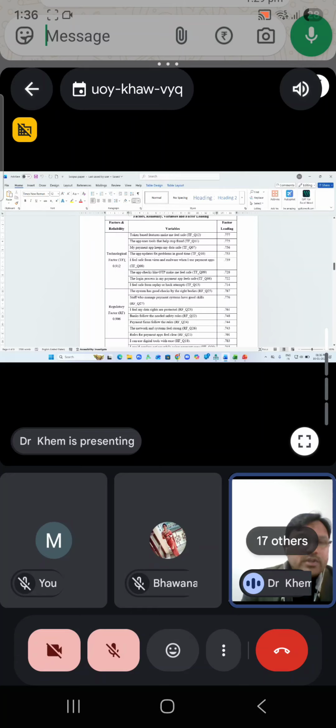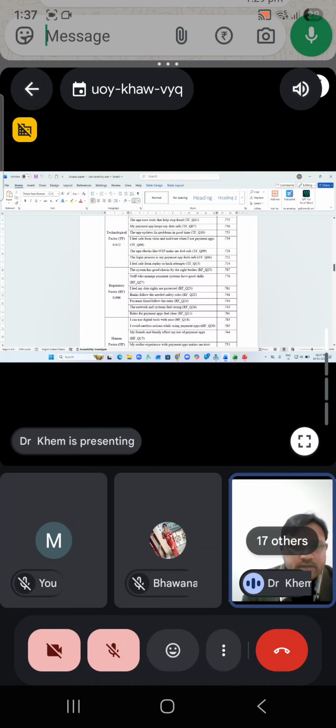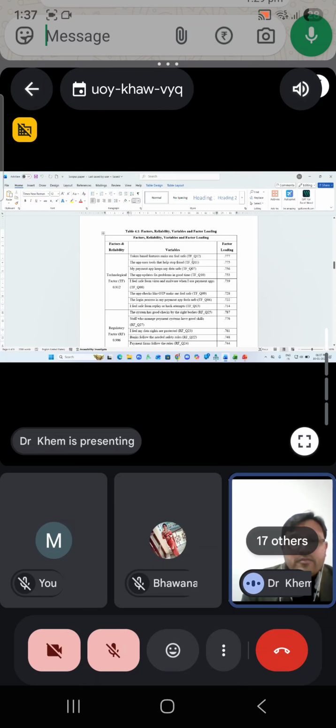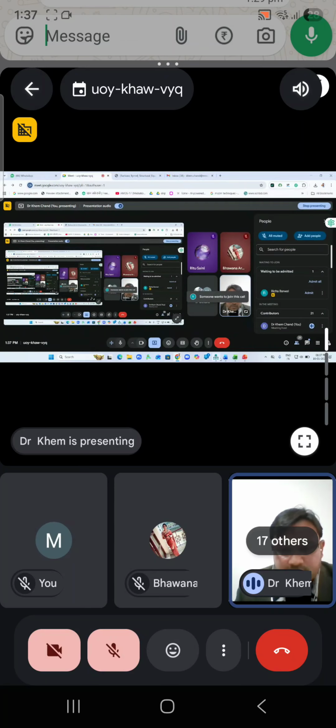If you want to measure the technical factors, a single question is not appropriate to ask the respondent. So we create lots of statements. The token based feature makes me feel safe. The app uses tools that help prevent fraud. My payment app keeps my data safe. All these statement items help me find out technological factors. Similarly, for regulatory factors, we create lots of statements. On the basis of these, we build the questionnaire.